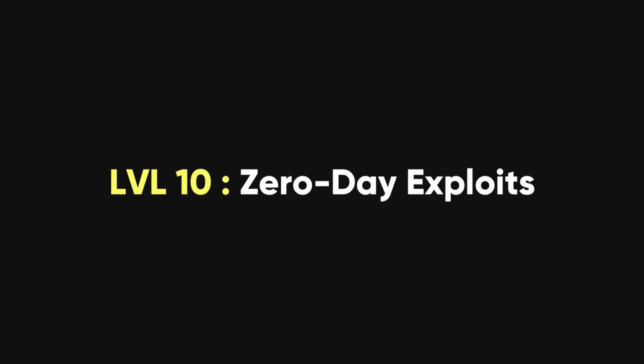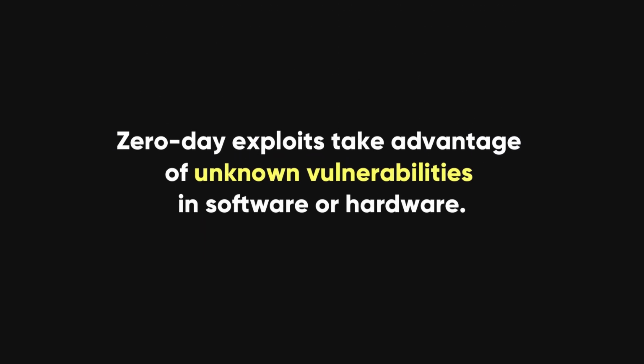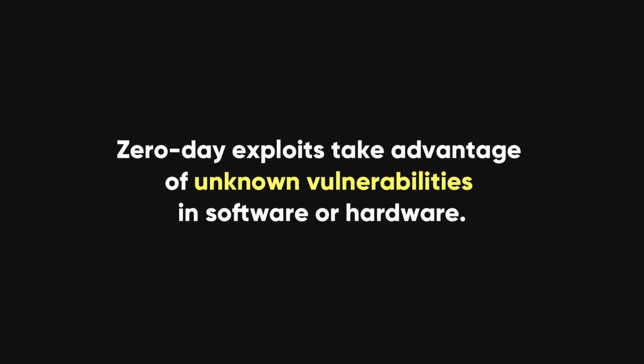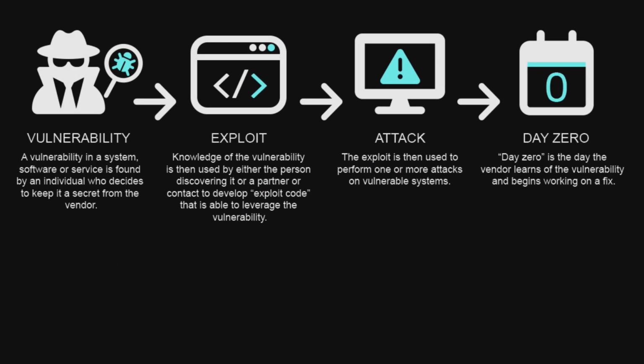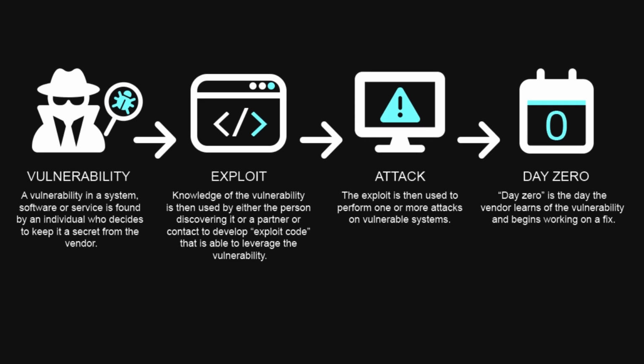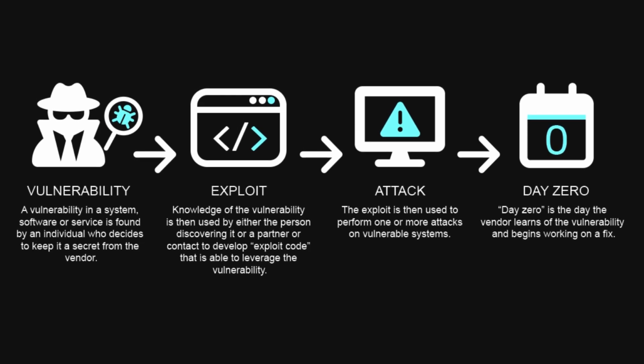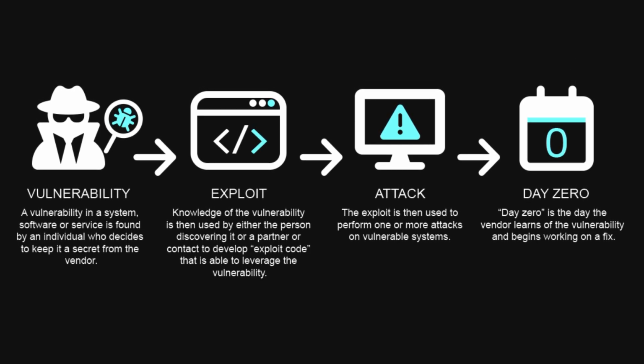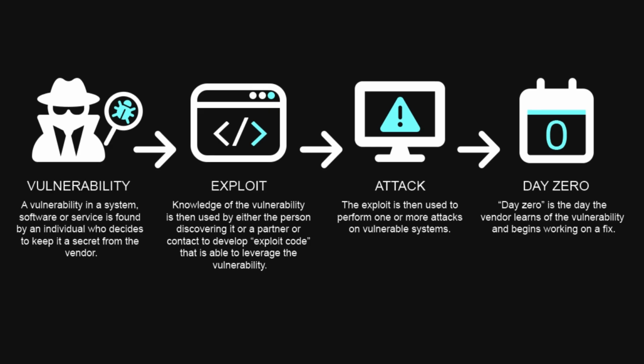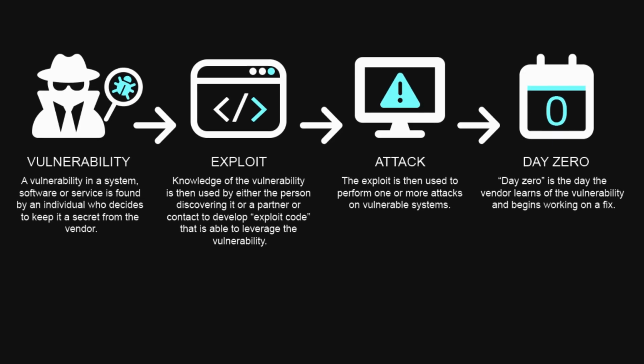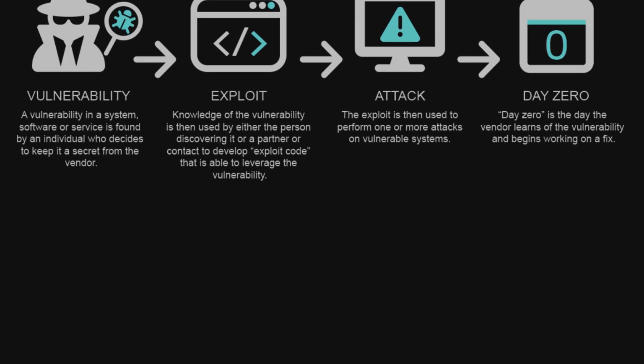Level 10. Zero-day exploits. Zero-day exploits take advantage of unknown vulnerabilities in software or hardware. These vulnerabilities are called zero-day because the developers have had 0 days to fix them. Hackers who discover these vulnerabilities can use them to bypass security measures and gain access to systems and accounts. Zero-day exploits are highly sought after and can be extremely damaging, as they often remain undetected until significant damage has been done.